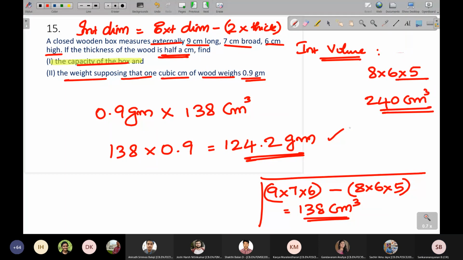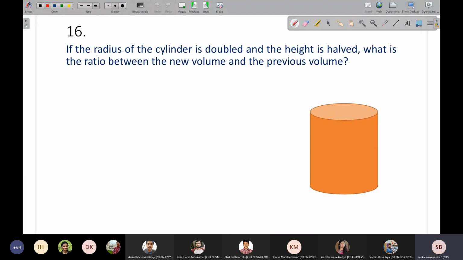Okay. Let's go to the next question. Look at the next one. Here you are focusing on a cylinder which has a radius. This radius is doubled. The height is halved. You're asked to find the ratio between the new volume and the previous volume. Can one of you please unmute and tell me what is the formula to find the volume of a cylinder? Volume of a cylinder is? Pi r square h.